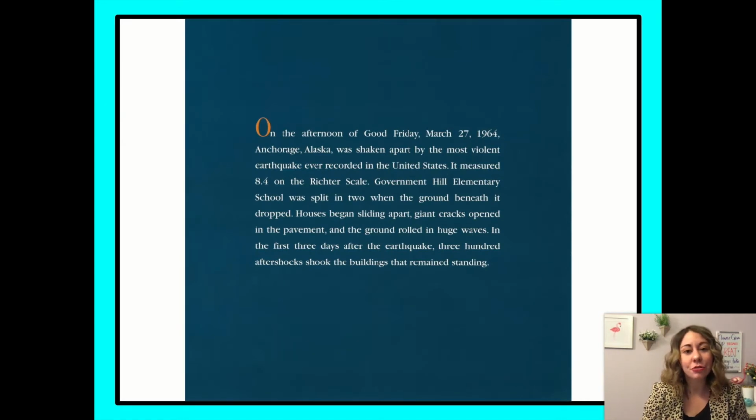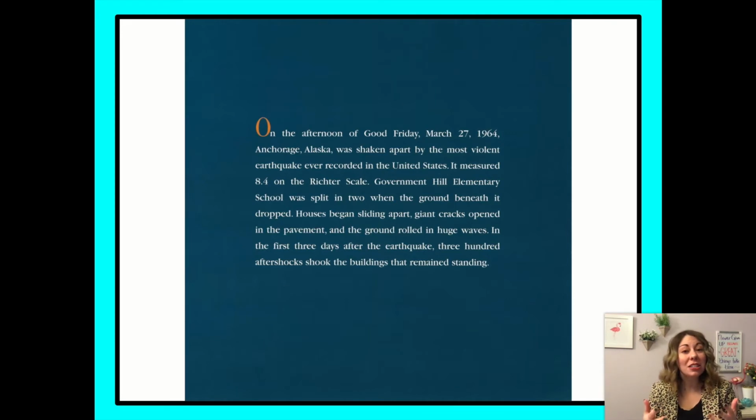On the afternoon of Good Friday, March 27, 1964, Anchorage, Alaska was shaken apart by the most violent earthquake ever recorded in the United States. It measured 8.4 on the Richter scale. Government Hill Elementary School was split in two when the ground beneath it dropped. Houses began sliding apart. Giant cracks opened in the pavement and the ground rolled in huge waves. In the first 3 days after the earthquake, 300 aftershocks shook the buildings that remained standing.